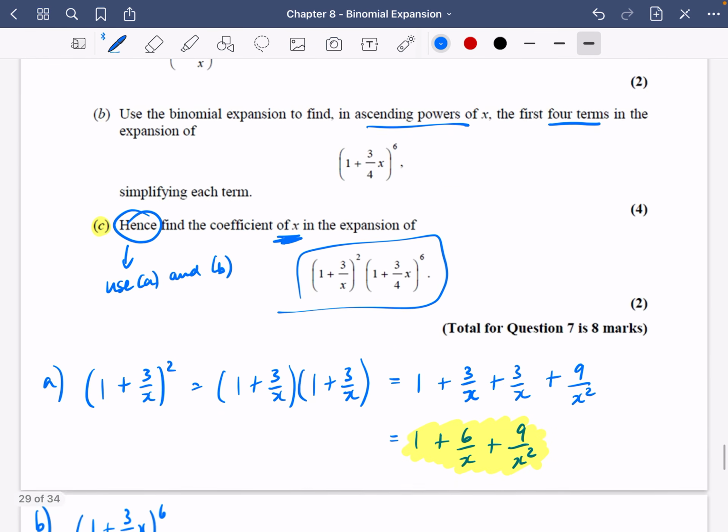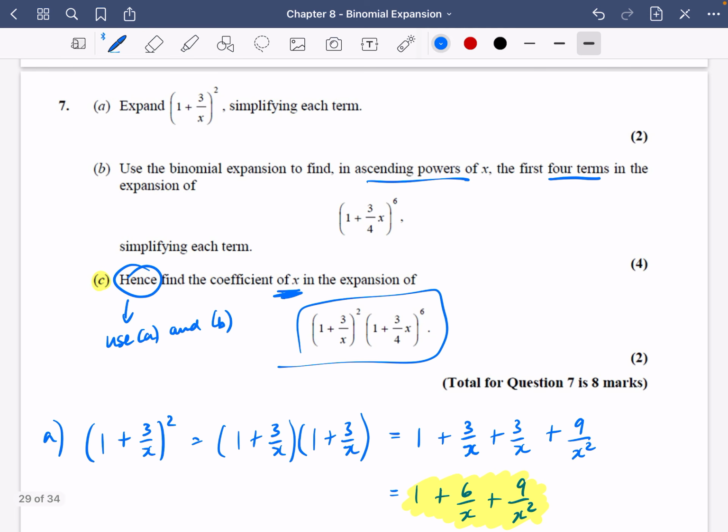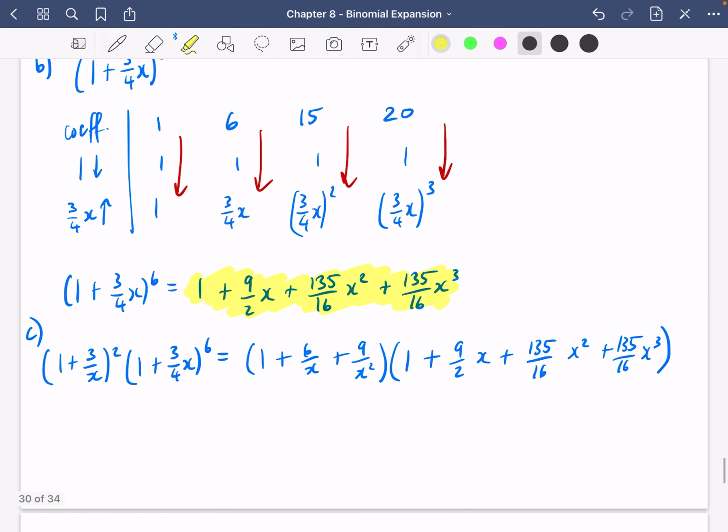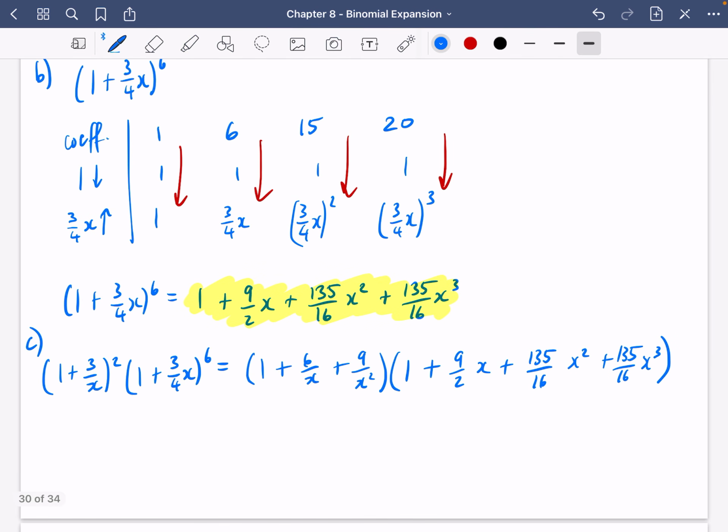Now the question asked us something really interesting. It said find the coefficient of x. It doesn't want us to do the whole expansion. It just wants us to do the coefficient of x. So I'm going to just look through this list and find all of the ways that an x will come up. So the coefficient of x is going to come up from, I'm going to try and draw some lines here that will connect them together. It'll be the 1 times the 9 over 2x. That's the only way I'm going to get an x out of that section.